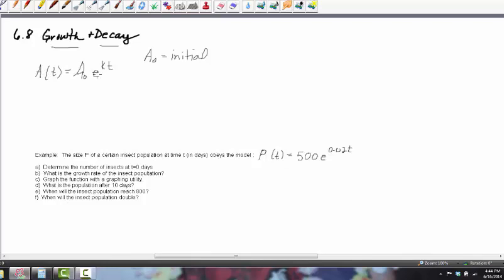So now e is the number. Remember, e is the number exponential e, which is about 2.71. But when you find approximate values, you'll use the e button on your calculator. k is the constant. Now when k is positive, that is a growth situation. And when k is negative, that is a decay situation. And then t is time.